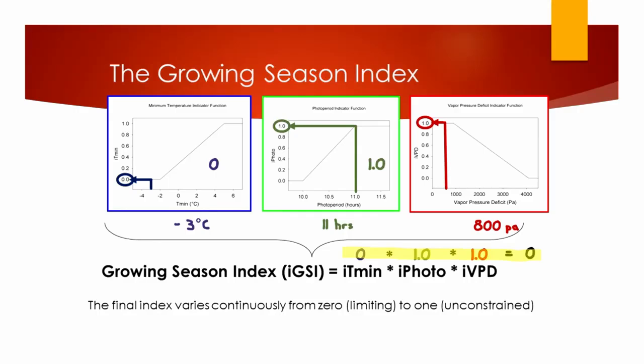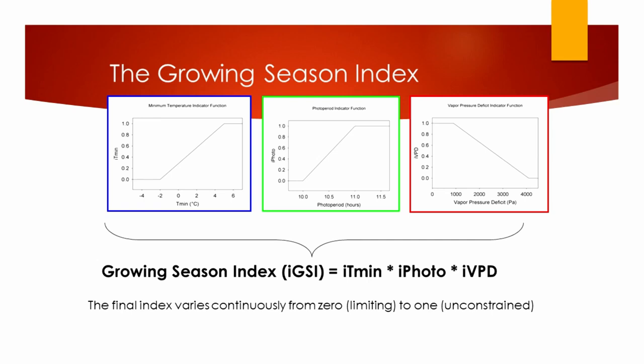In that respect, any time any one of these functions is below its lower limit or set to an indicator value of 0, you get a GSI of 0. The only way that you get a GSI of 1 is for all 3 of these constraints to be met. So if we keep the same example and we raise the temperature from -3 to 6, we can have a different example.